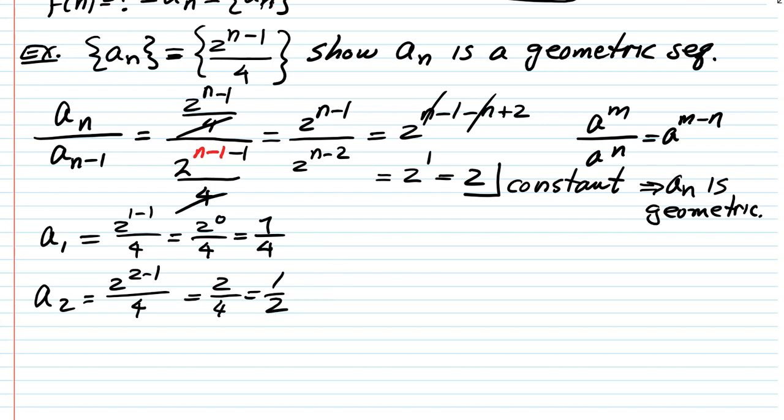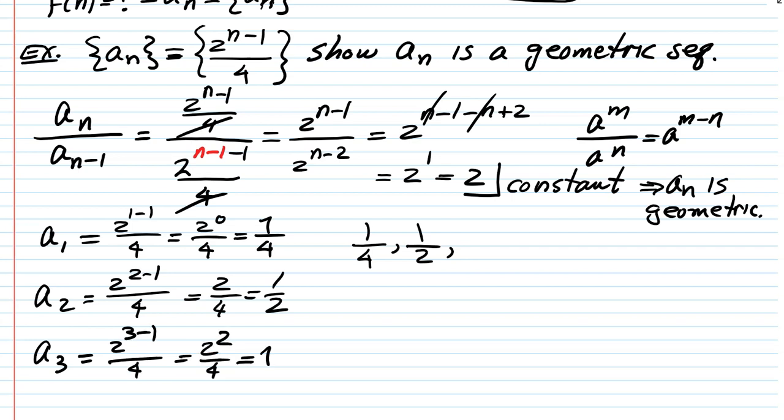So the common ratio is 2. And from this, I can get all the subsequent ones, right? If you want, just to do one more, a sub 3 is 2 cubed minus 1/4, which is 2 squared over 4, or 1. But then I can use the common ratio to go from one term to the next and the next and the next. So the next one, double that, you get 2, double that, 4, 8. There you go. We can get to the terms faster.